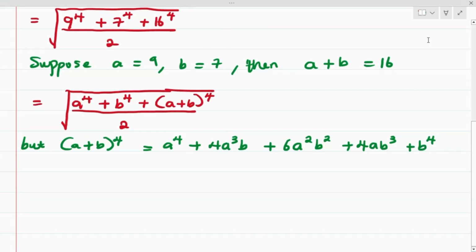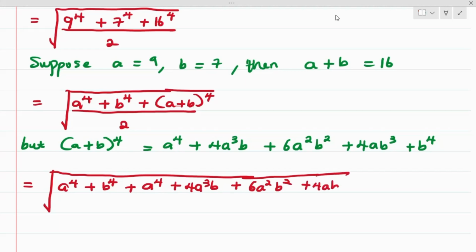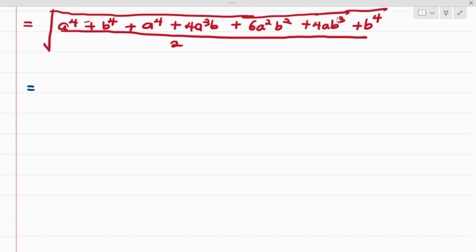So applying this right here, we are going to have this to be the square root of A raised to the power of 4 plus B raised to the power of 4 plus, now in place of A plus B all raised to the power of 4, we are going to put A raised to the power of 4 plus 4A cubed B plus 6A squared B squared plus 4AB raised to the power of 3 plus B raised to the power of 4, and this is all going to divide 2.